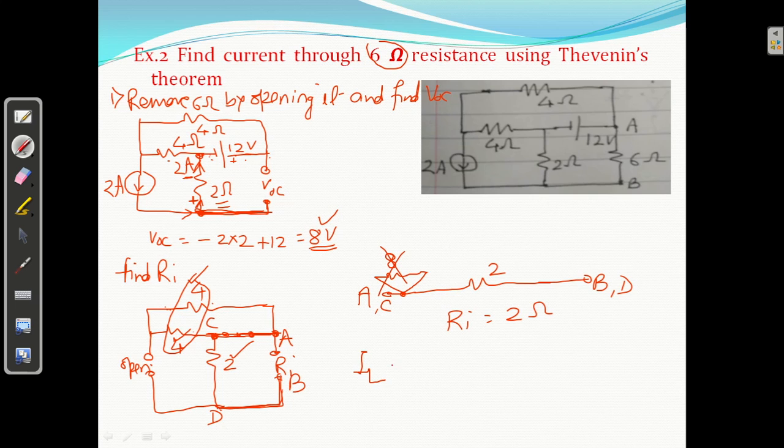What is the value of IL? VOC upon RI plus RL from Thevenin's theorem. VOC कितना है? 8 upon RI कितना है? 2 plus RL कितना है? 6. RL is 6. Okay, 8 upon 8 equal to 1 ampere. That is the final answer. So this problem ऐसा दिख रहा था बहुत difficult, but it is really very simple. Your concept should be clear, you can get it.